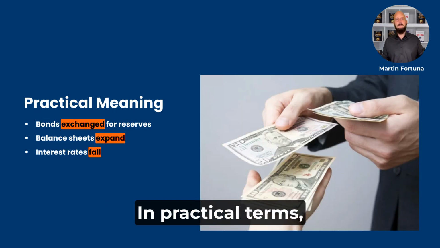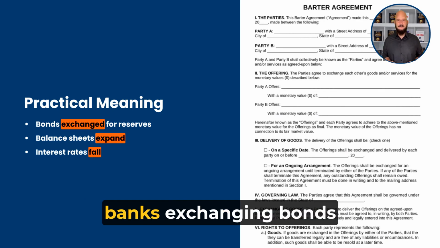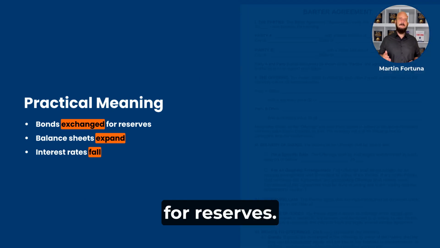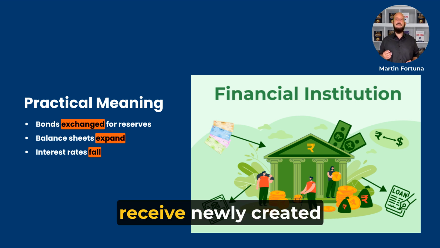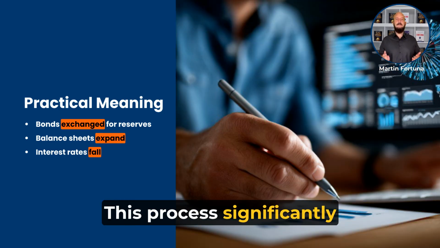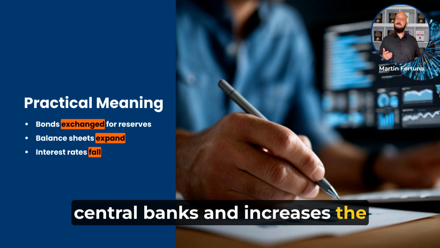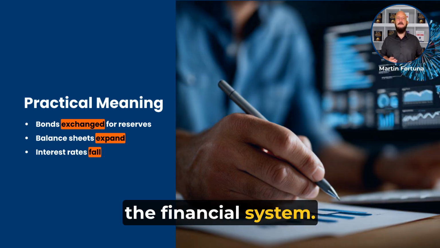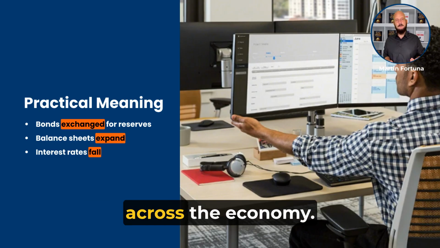Practical meaning. In practical terms, these policies involve central banks exchanging bonds for reserves. Financial institutions sell bonds to central banks and receive newly created money in return. This process significantly expands the balance sheets of central banks and increases the amount of liquidity in the financial system. At the same time, it pushes interest rates lower across the economy.